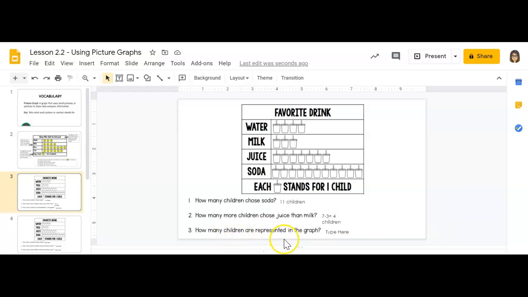Now it says, how many children are represented in the graph? That means all the kids who voted for their favorite drink. So we need to count all of the different votes. 1, 2, 3, 4, 5, 6, 7, 8, 9, 10, 11, 12, 13, 14, 15, 16, 17, 18, 19, 20, 21, 22, 23, 24, 25.